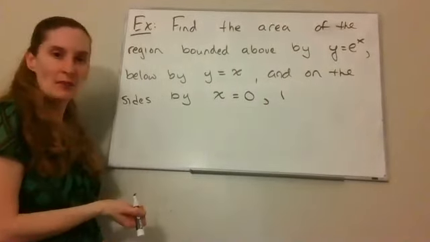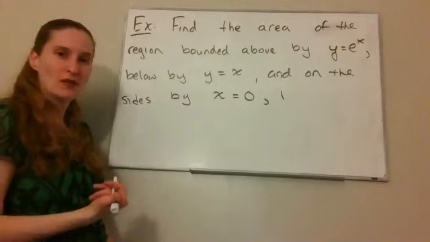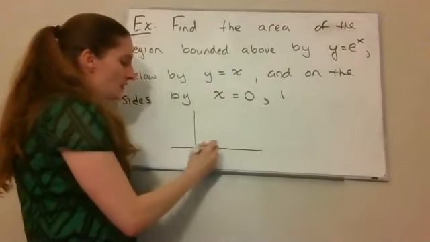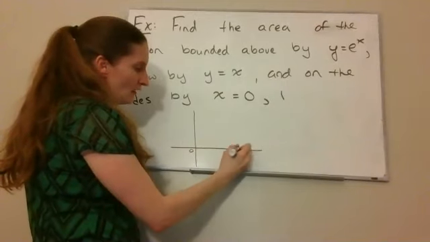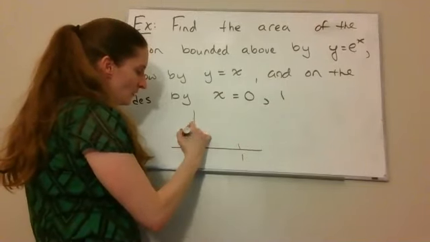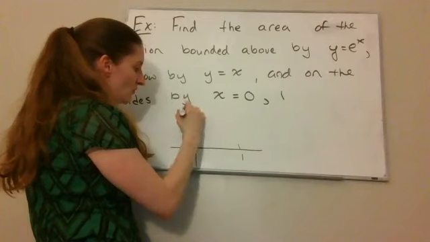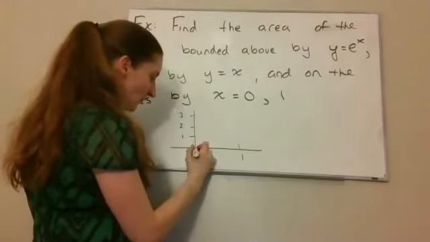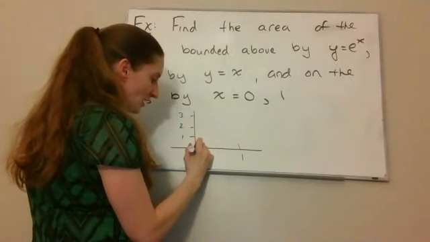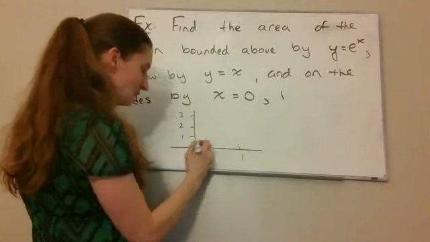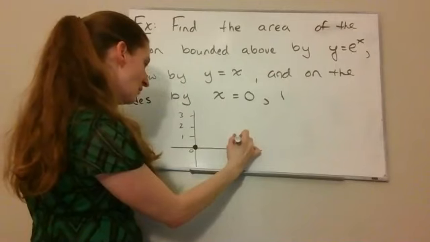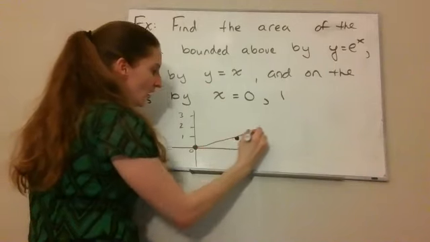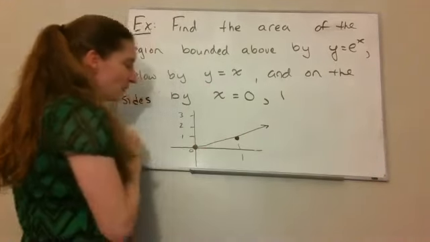So the first thing I'm going to do is just draw a really rough sketch of what this is looking like. So here's 0, I'm going to say here's 1, 2, 3. All right, so the line y equals x we know is a straight diagonal line. My graph is not to scale, but I would have a point at 0, 0 and a point at 1, 1, and I have just a nice straight line.